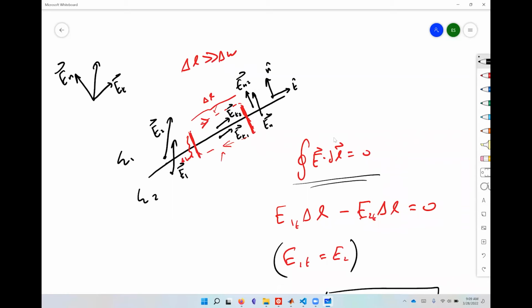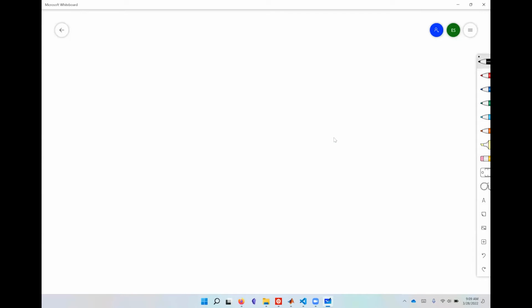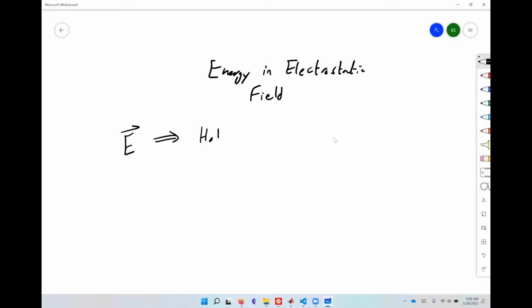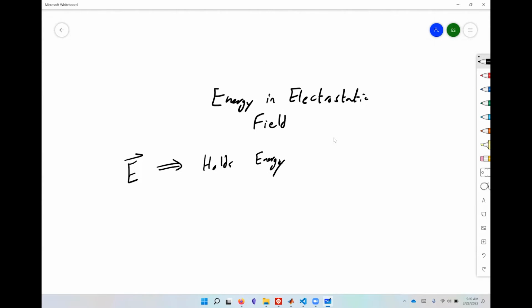So we're gonna talk about energy in the electrostatic field. And in essence, the thing that we're gonna get to is that the field, the E field, holds energy. Essentially. And we've already talked about that a bit when we discussed voltage.